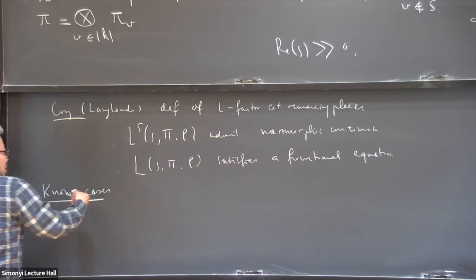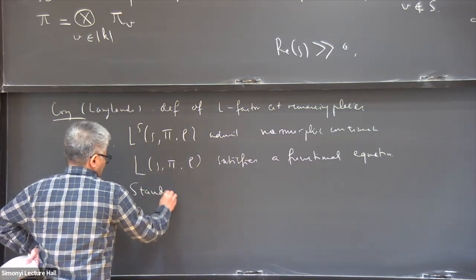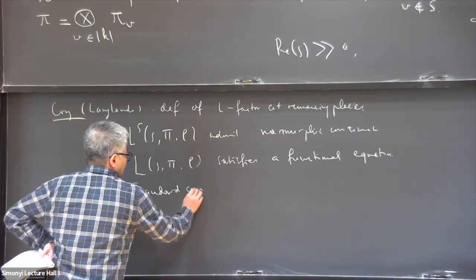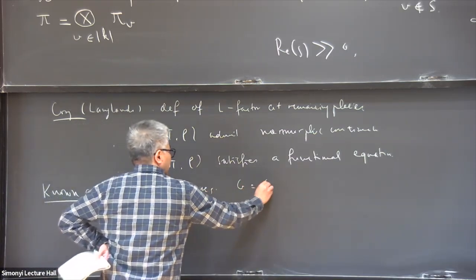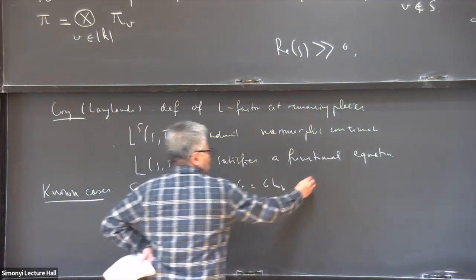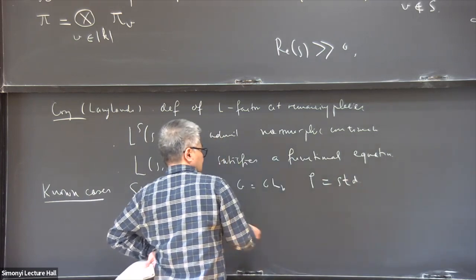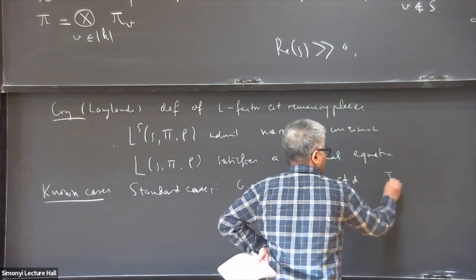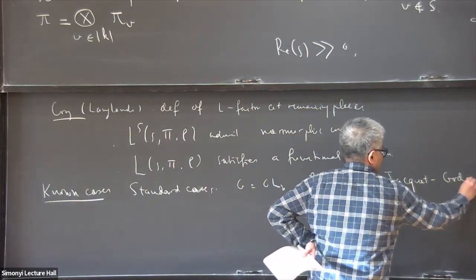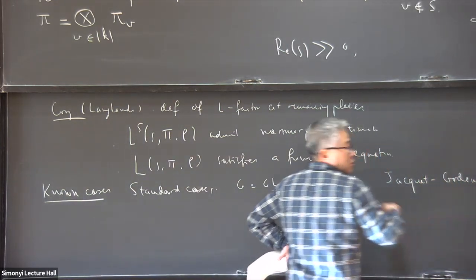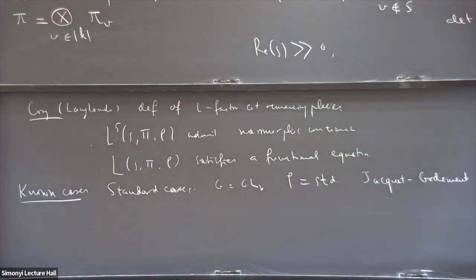This is known in the standard case, and the most important one is G equal to GL_N, and rho is the standard representation of GL_N. This is due to Godement and Jacquet, who very much generalized this in their paper.